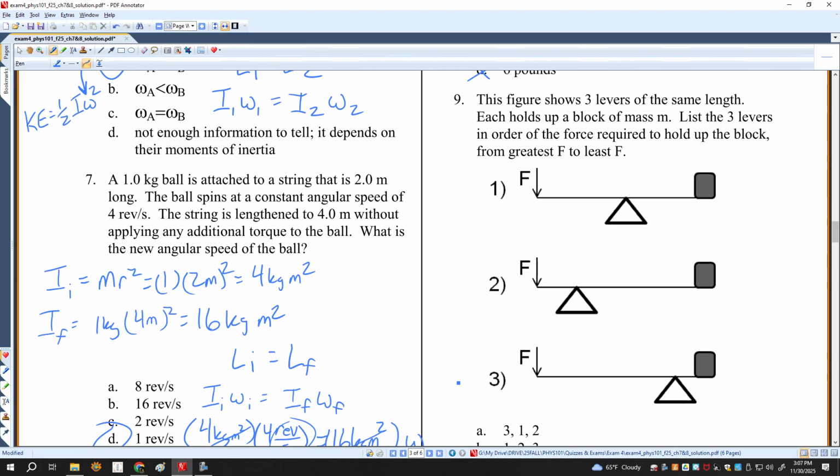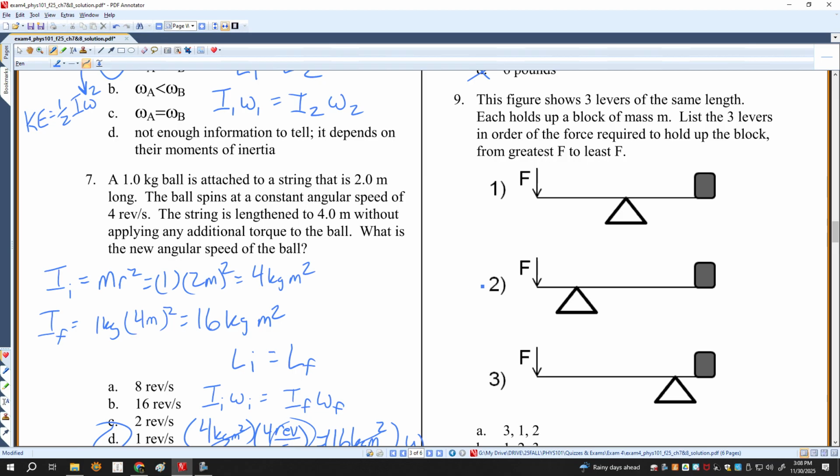Look, this is a class 1 lever, but with the fulcrums at different points, the axes of rotation. Look, you don't need to know the classes of levers. It's just if you learn that in middle or high school, maybe that'll help you remember it. I want you to list the 3 levers in order of the force that's required to hold this up.